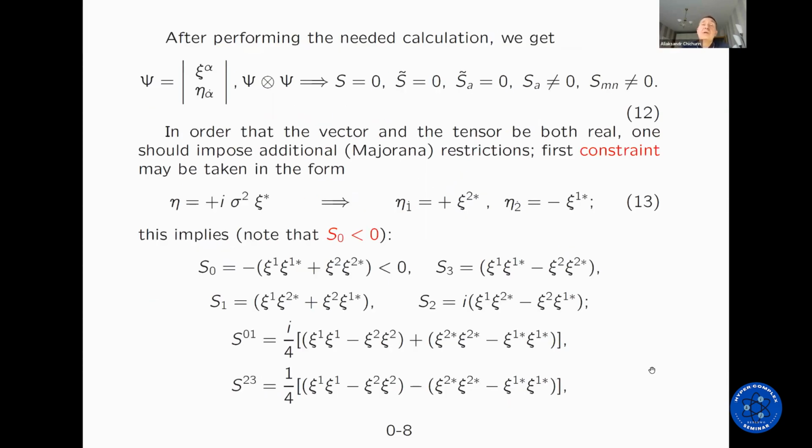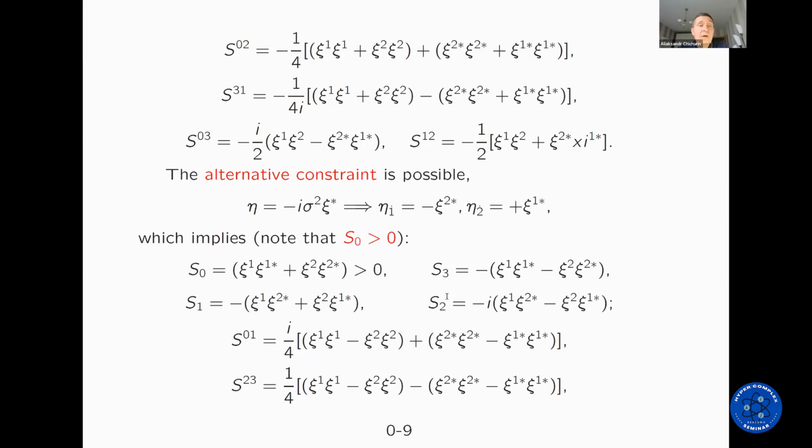After performing the needed calculation, we finally get relationship 12. In order that the vector and the tensor be both real, one should impose additional restrictions. First, the constraint may be taken in the form 13. But unfortunately, we have the negative value for S0. And because of this, we will build an alternative constraint in such form. In this case, we obtain for S0 a positive value, and also we have these expressions for other components of vector S.